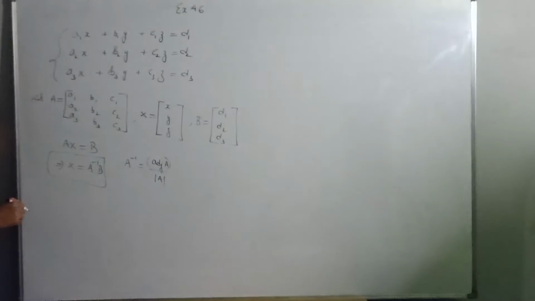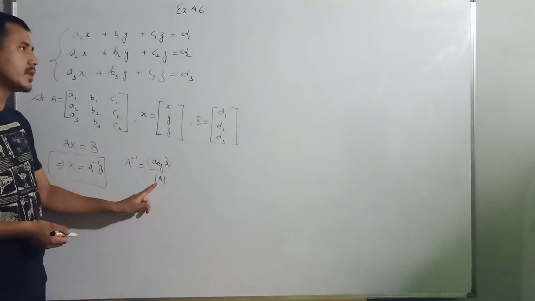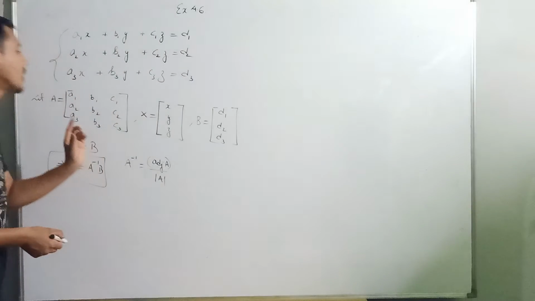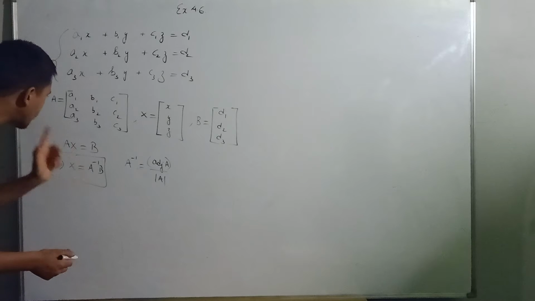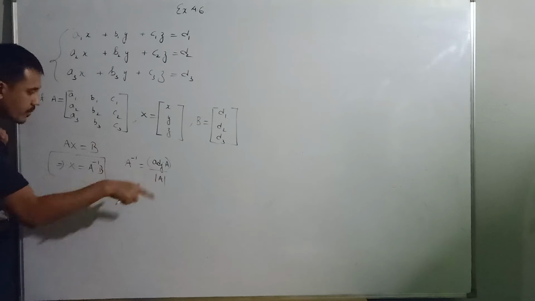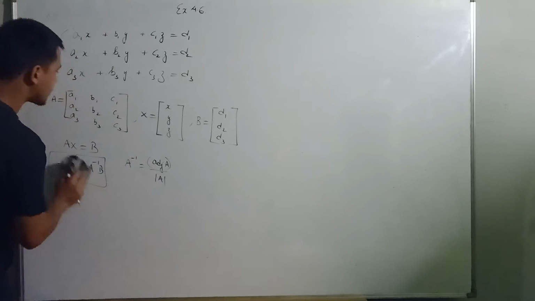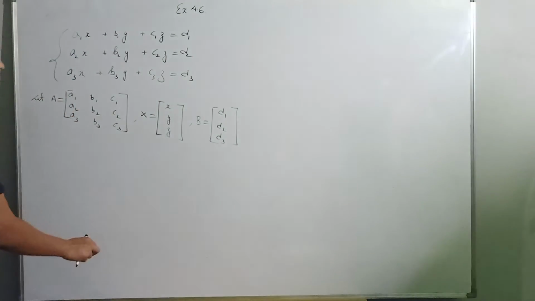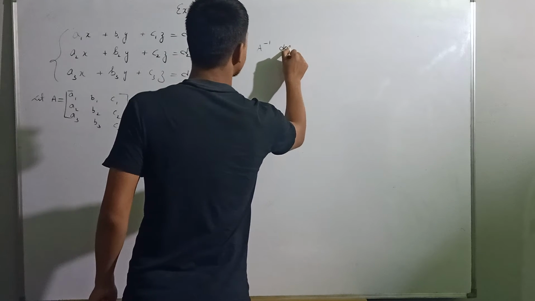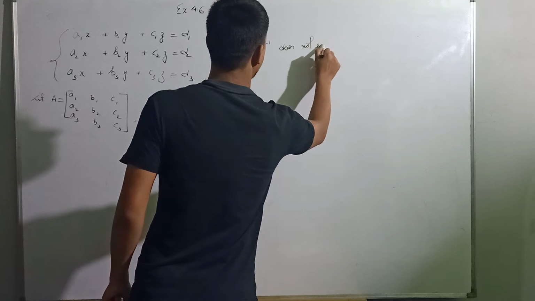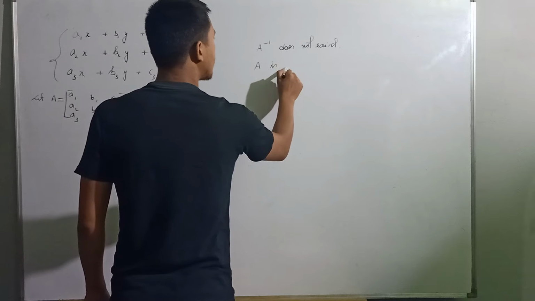In the previous classes we have studied that A inverse means adjoint of A divided by determinant of A, but only if A inverse exists. That means only if A is non-singular, then we can do it by matrix method. In case A inverse does not exist, that means your matrix A is singular.